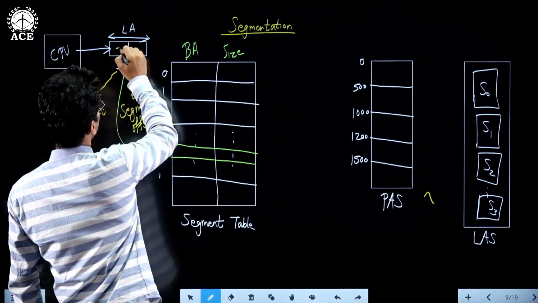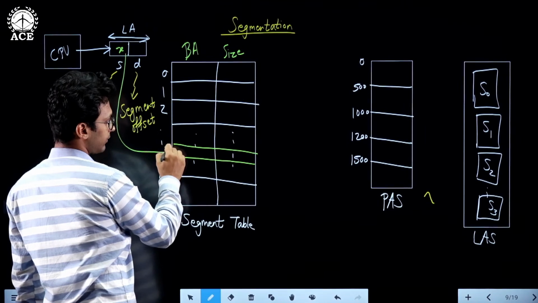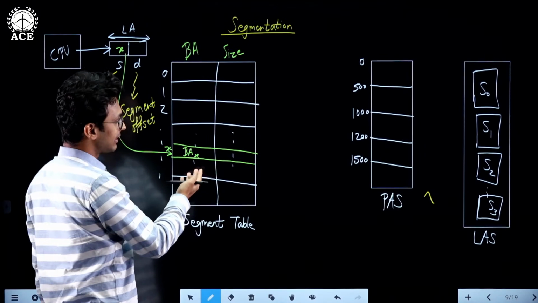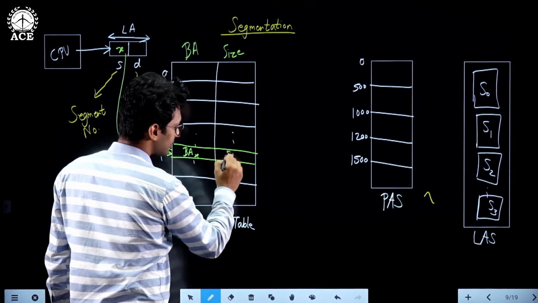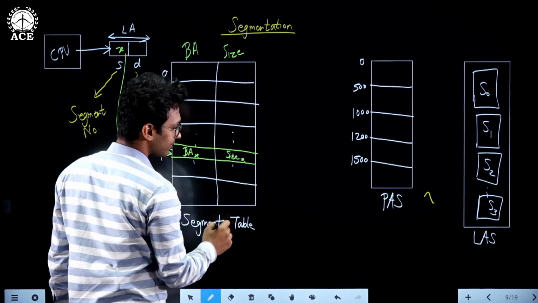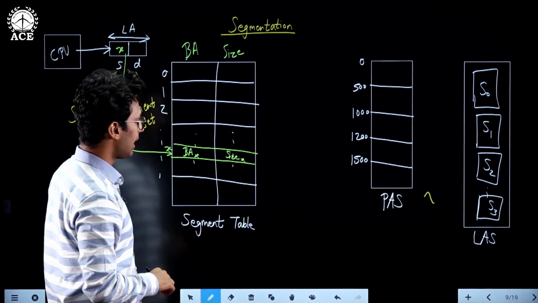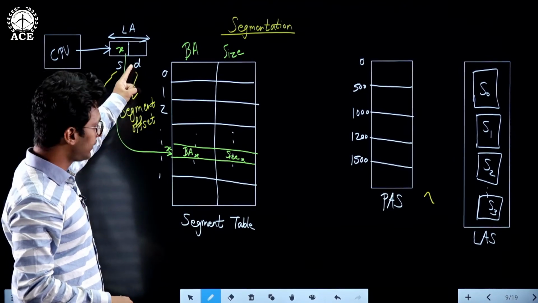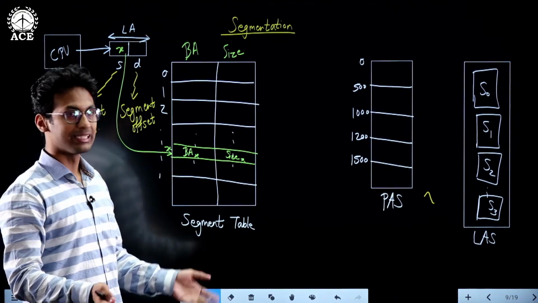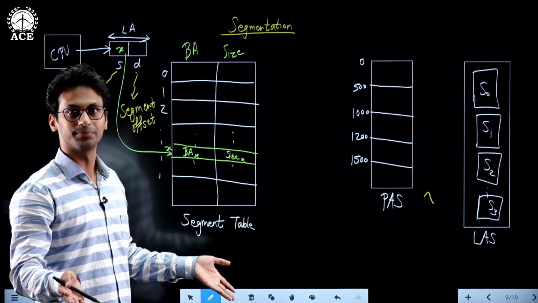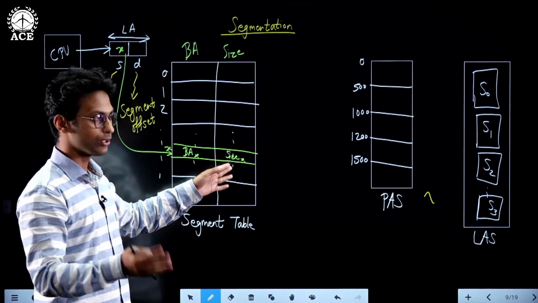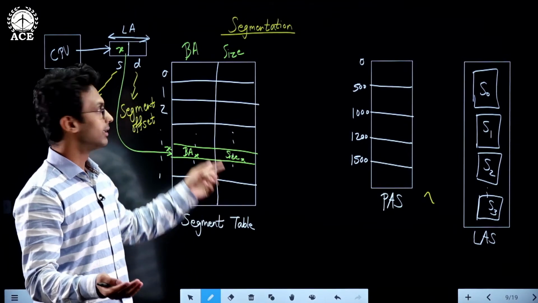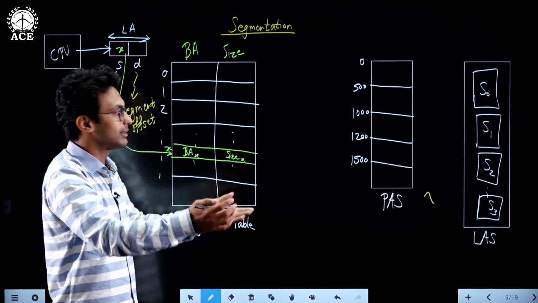So let's take an example, X. We want to refer to segment X. We went here: base address of segment X, size of segment X. Now we want to refer to this particular offset D. If D exceeds that size, there will be an issue. If D doesn't exceed the size, there is no issue. This is the length of that particular segment. If D exceeds that length, there is an issue. If D doesn't exceed that length, no problem, we can access it.